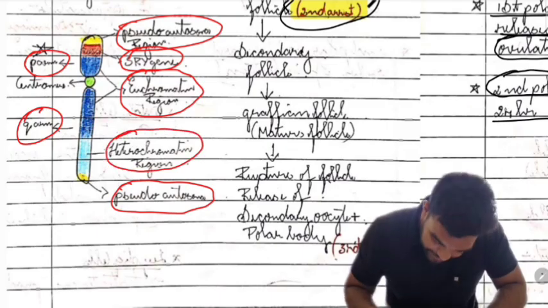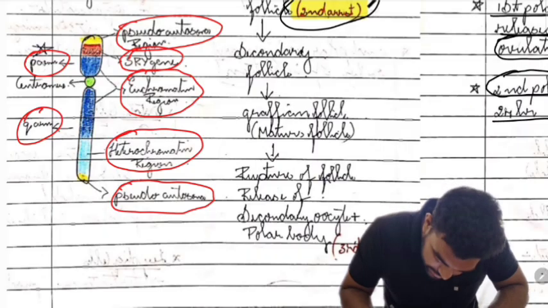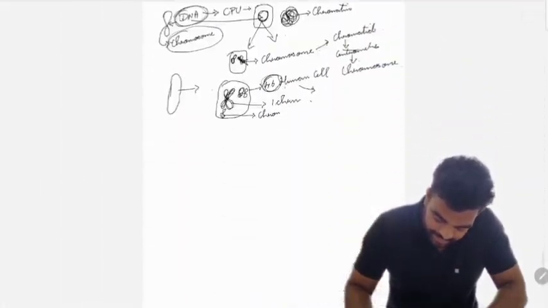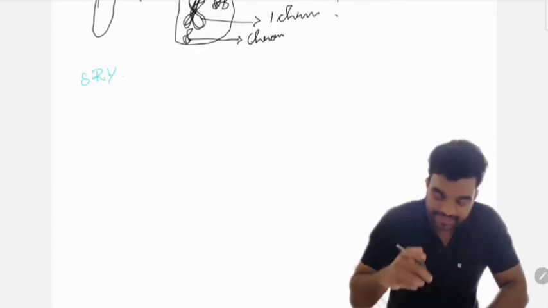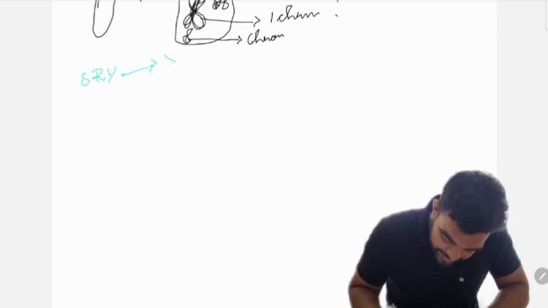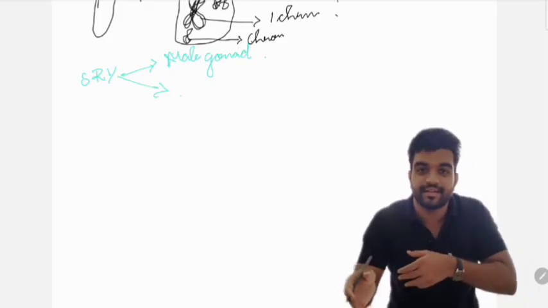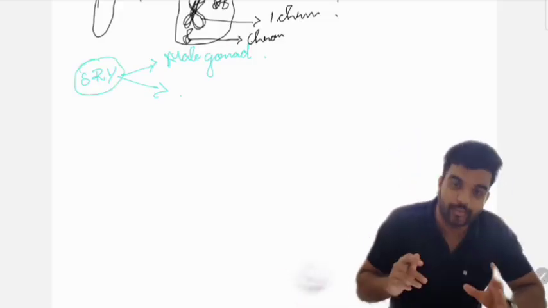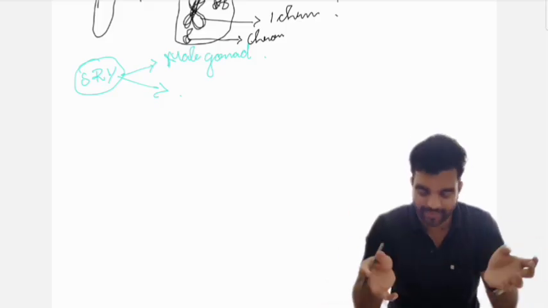Out of all these things, the main and very important thing that you will have to remember is the SRY gene. Why the SRY gene? Because the SRY gene is the gene that gives rise to the formation of the male gonad. This is the differentiating factor between a male gonad and a female gonad, whether the sex has to be male or female. This is the gene present in the chromosome that decides the differentiation of sex.